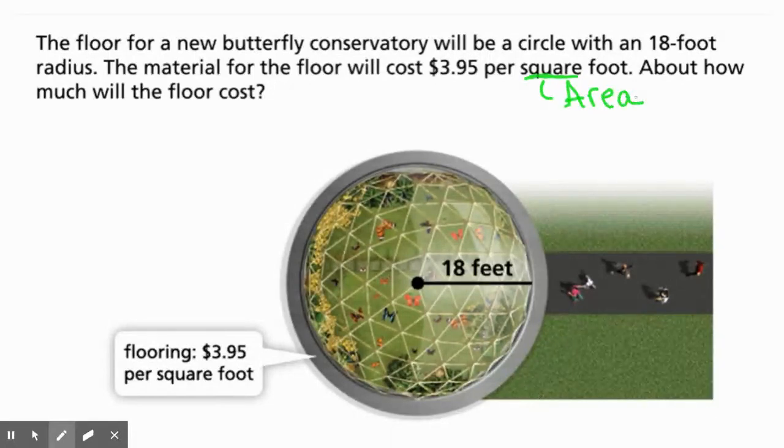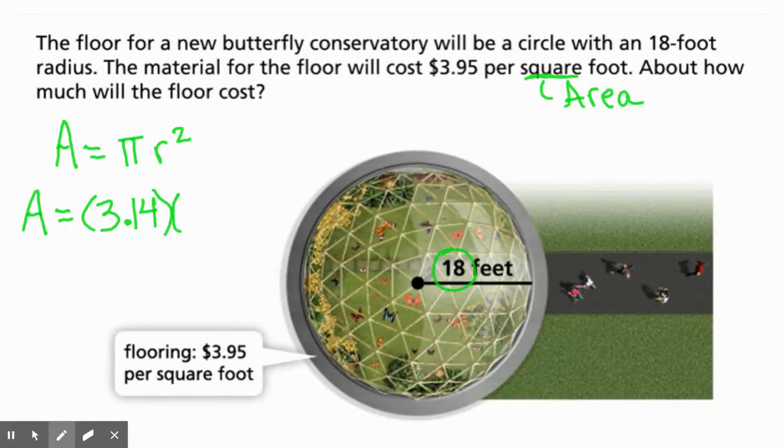Okay, so we just derived a formula for the area of a circle. Area of a circle is equal to pi r squared. Do we have all our information? Yes. You guys just need to know that pi is 3.14. My radius is indicated in the picture, it's 18 feet. We have to square that, okay?